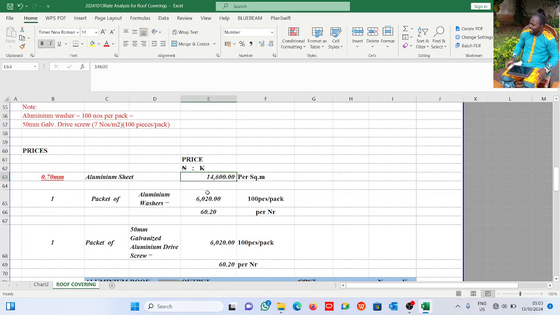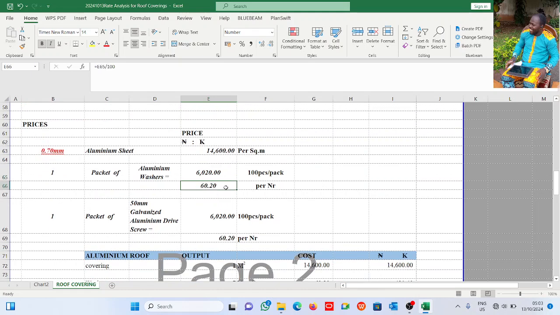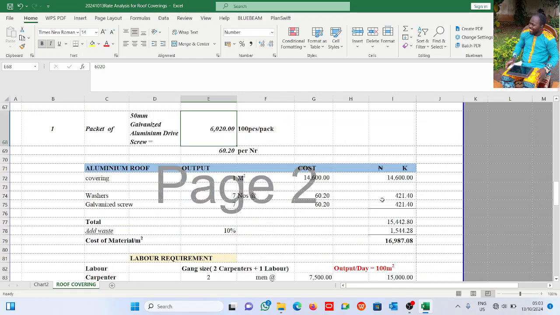It changes, it varies because of the hyperinflation going on right now. The same thing, aluminum washers are 60 naira 20 kobo per piece. The same thing for the galvanized screws.